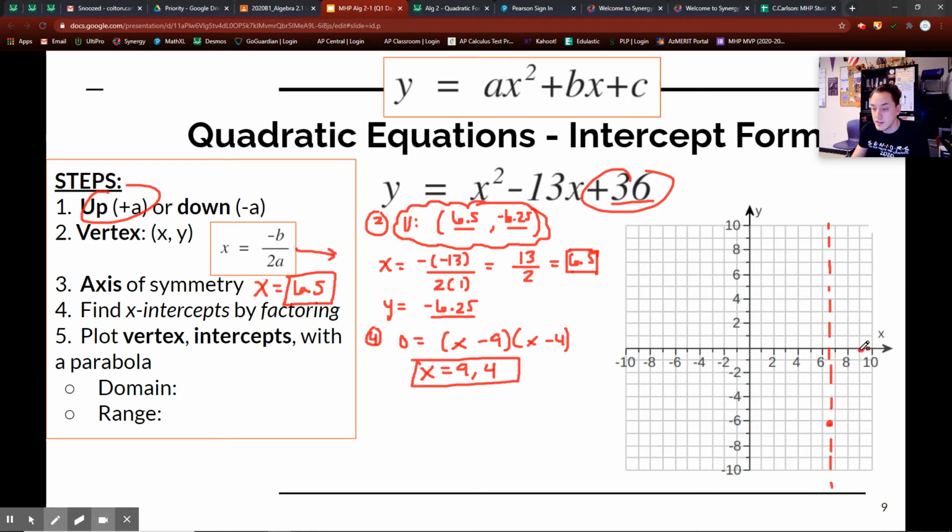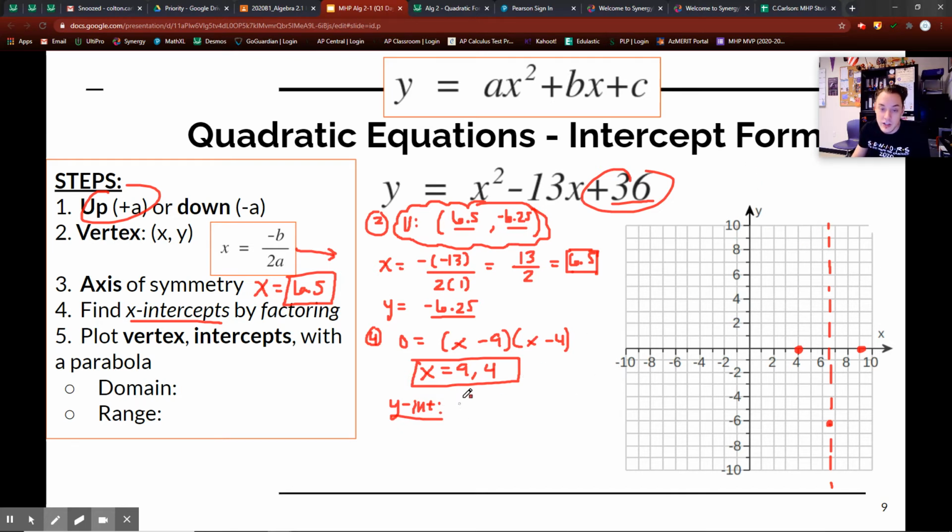This is 9, and then this is 4. Notice how it's also equidistant from the axis of symmetry. Okay, it doesn't say find the y-intercept, but we could find the y-intercept, and I will. So the y-intercept is just 36. It's going to be way, way, way up there.